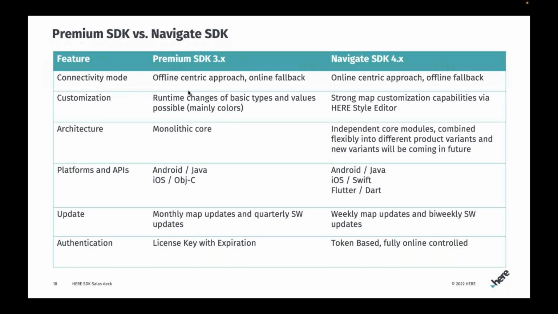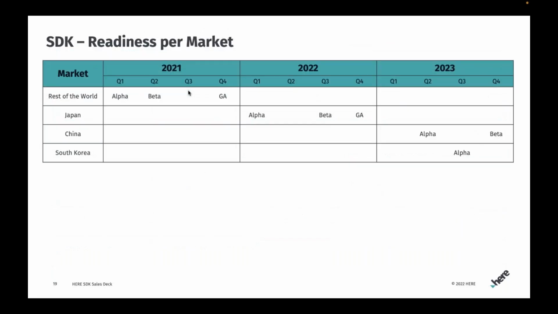Before I move to the last part of the migration process, this is the readiness of SDK per market: rest of the world, Japan, China, and South Korea. We are also going into China now. Japan is a new market for us. We are live already there. So if you have any applications that you want to take global, here is the best fit for that. China, we will be able to experience beta quality by the end of 2023, and South Korea, you will get an alpha quality during 2023. So that is about the SDK readiness.